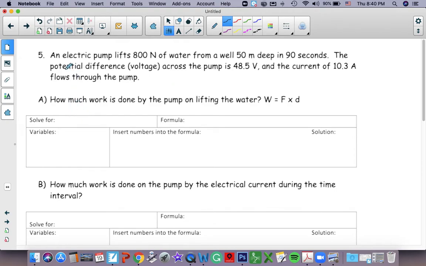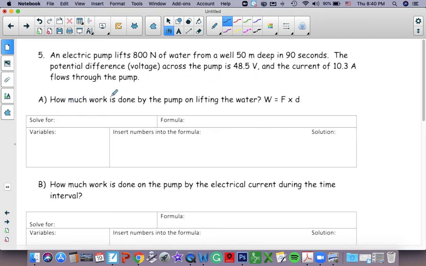Number 5 was one that more people had questions on. This has a part A and a part B. An electrical pump lifts 800 newtons of water from a well 50 meters deep in 90 seconds. So we have newtons involved here. We haven't had that with electricity yet. And we have meters as well. So that's really not electrical units.